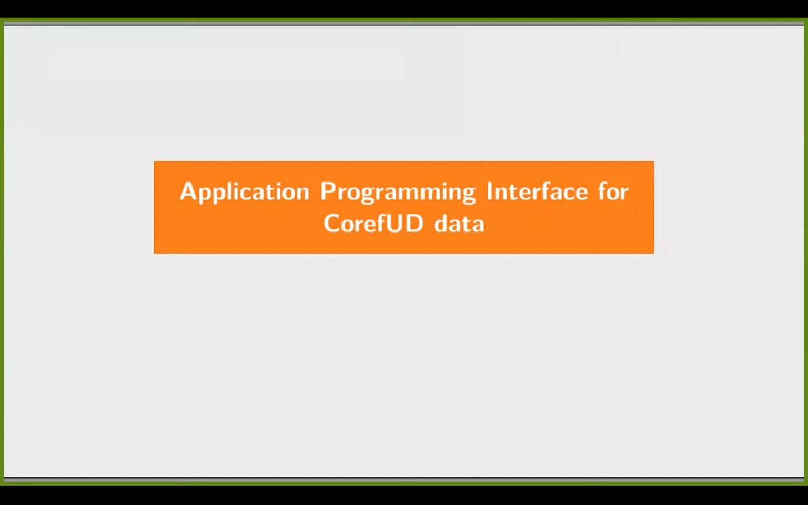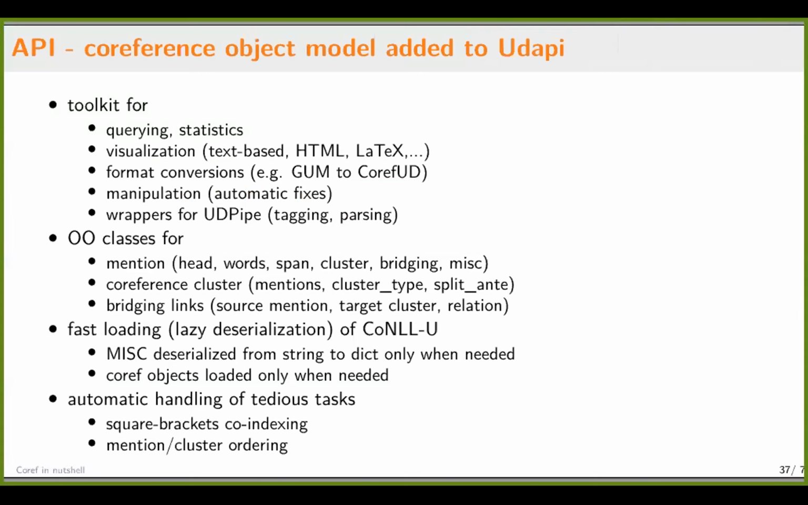I will now talk about the API for working with these annotations, and it's built in the UDAPI framework. If you are not familiar with UDAPI, it's similar to Treex, if you are familiar with Treex. The goal of this toolkit is so that you can work with any data stored in the CorefUD format. UDAPI supports also other formats, but the primary format for storing the dependency trees and other annotation is CorefUD, and the main goal is to work with Universal Dependencies.